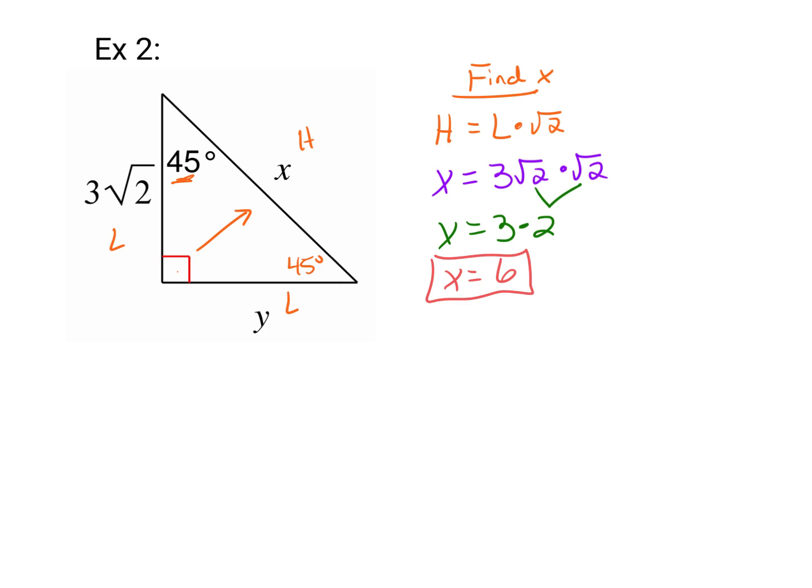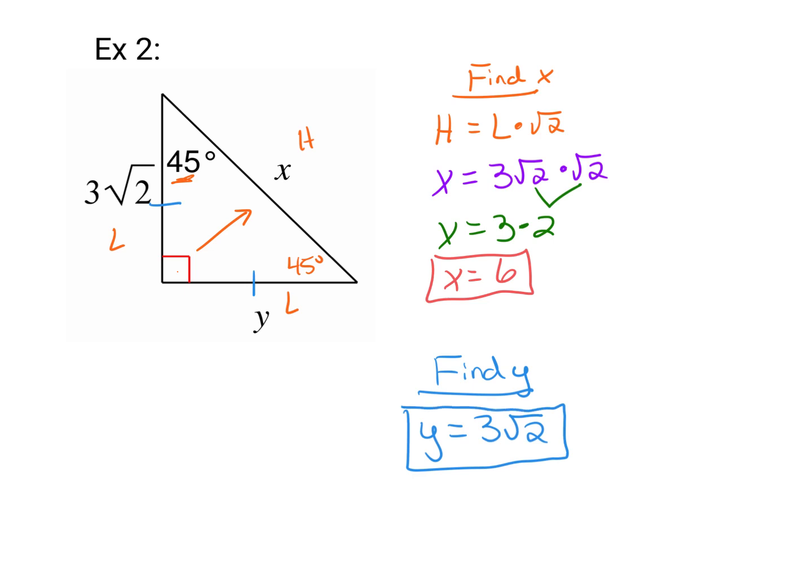And then we need to find y. Well, y is a leg, and we've already mentioned that the legs are congruent with each other. So if I know one leg, I know the other one. So one of the legs is 3 square root 2, so y is just going to be 3 square root 2. And there's my 2 answers for that one.